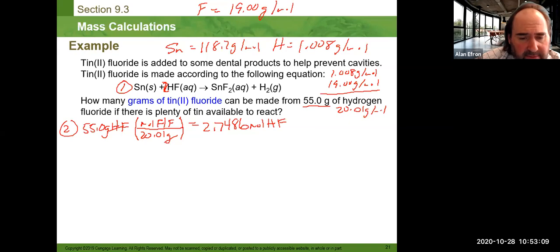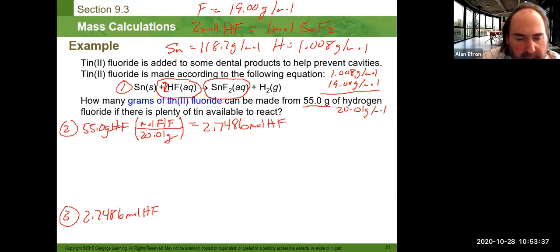At this point, we're ready to do the stoichiometry part, which is step 3. We want to find the two things we're interested in. They gave us this one, which is 2 moles from the coefficient, and we're looking for this one here. That tells us that for every 2 moles of HF, we get out 1 mole of our SnF2. So we're going to use that here in step number 3 to go from the moles of what we don't want and do the stoichiometry part.